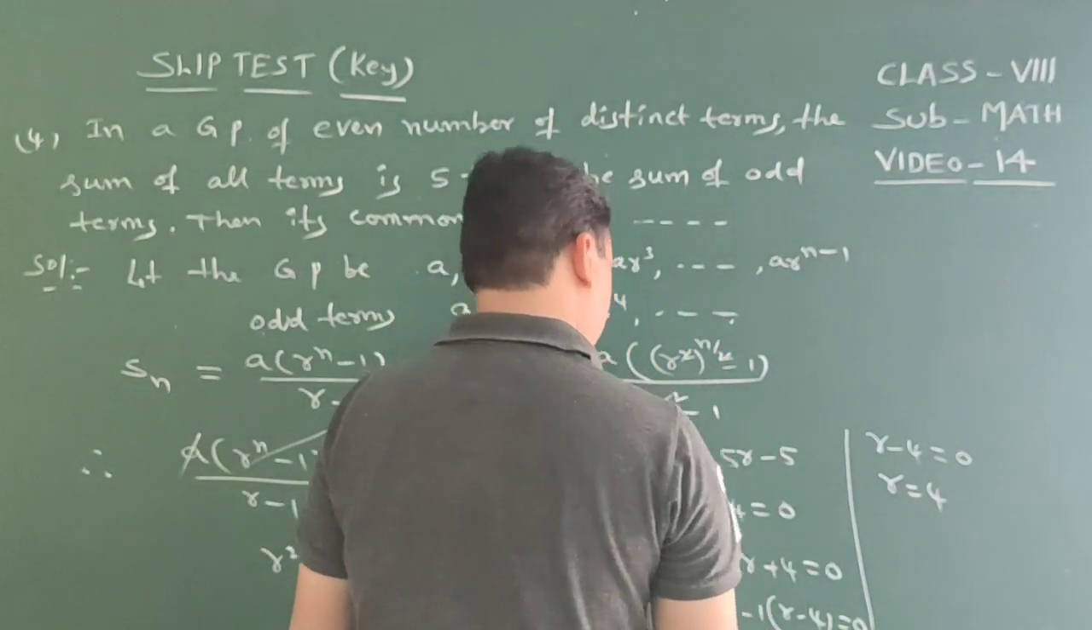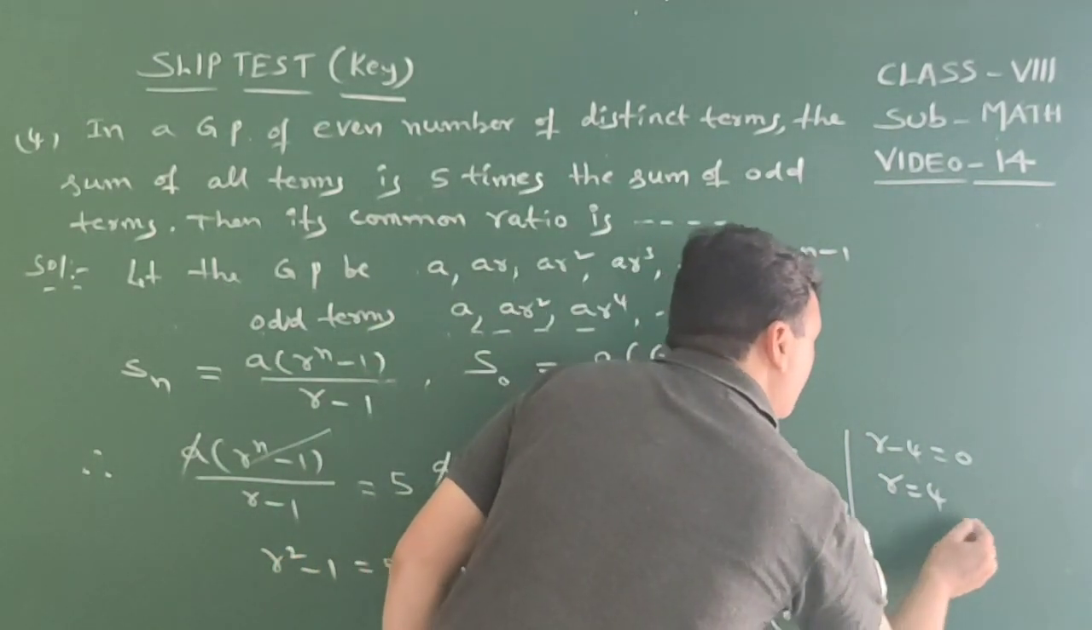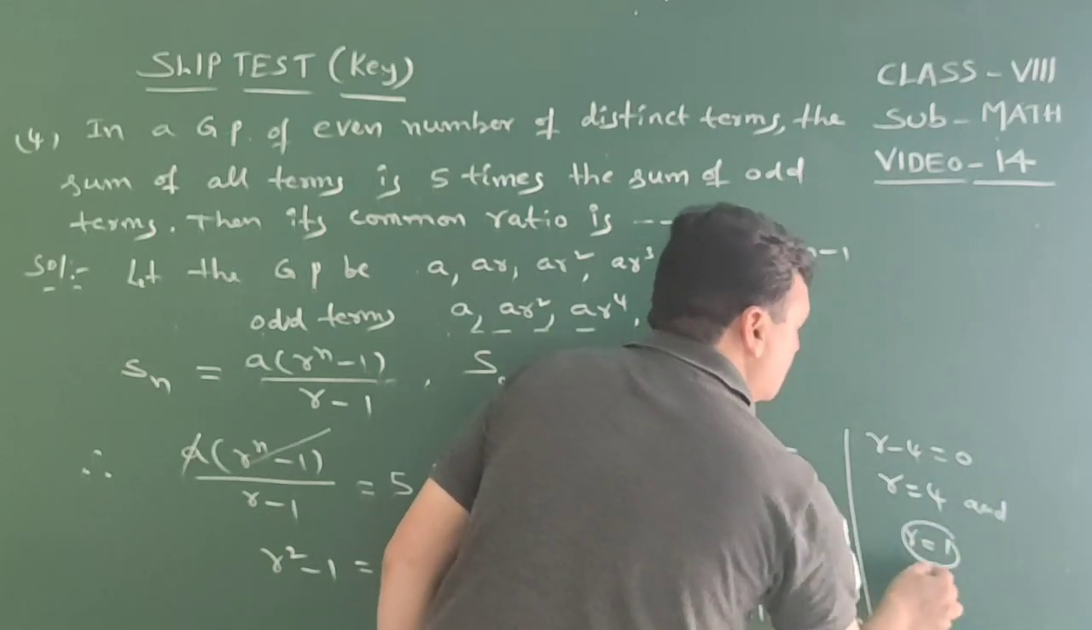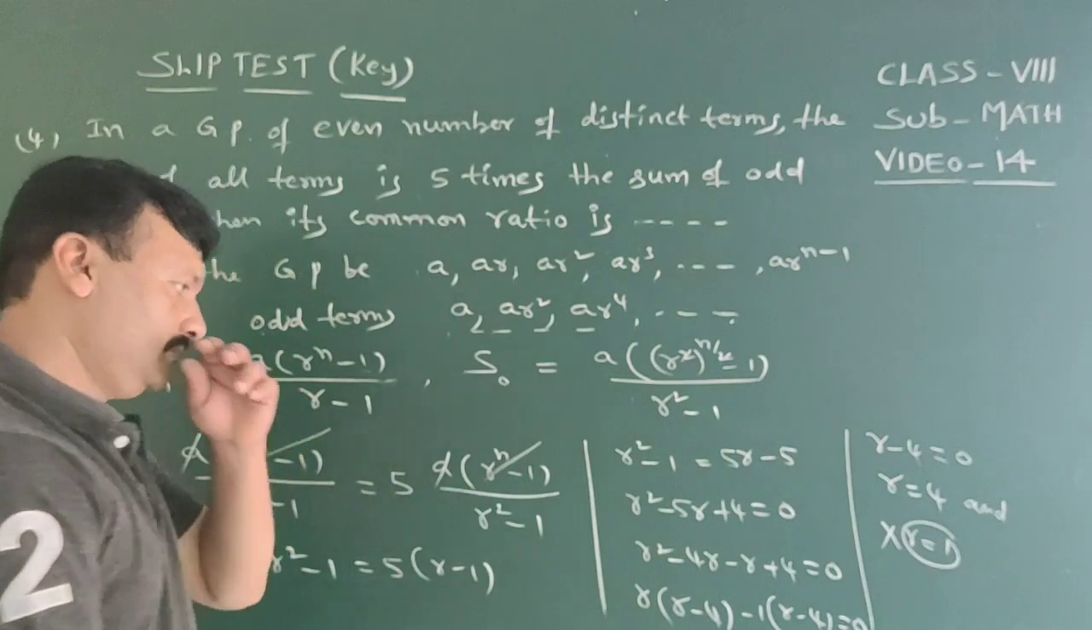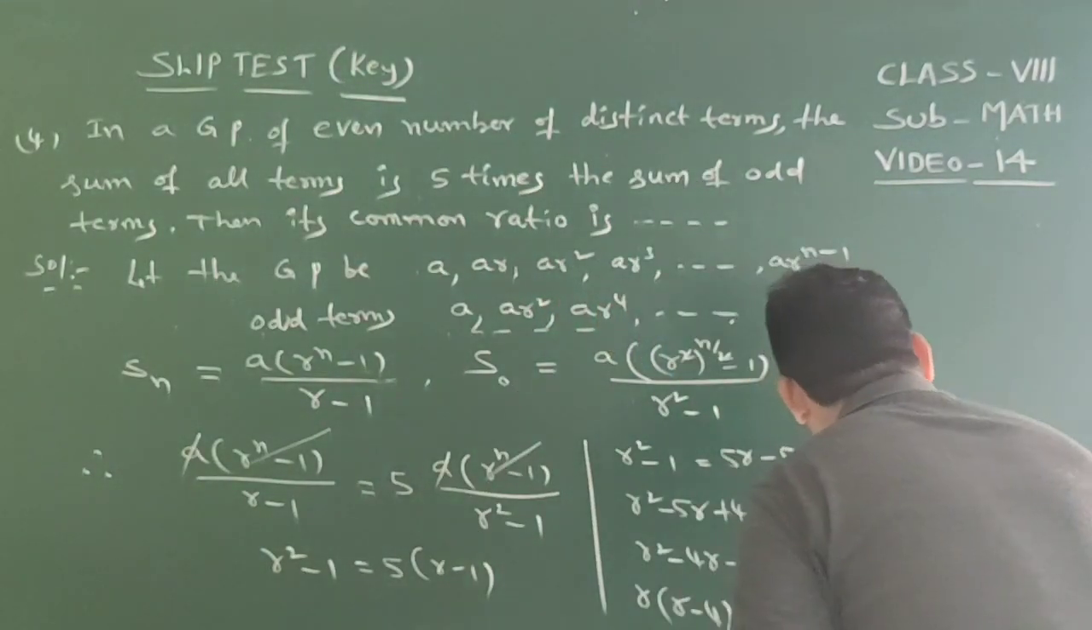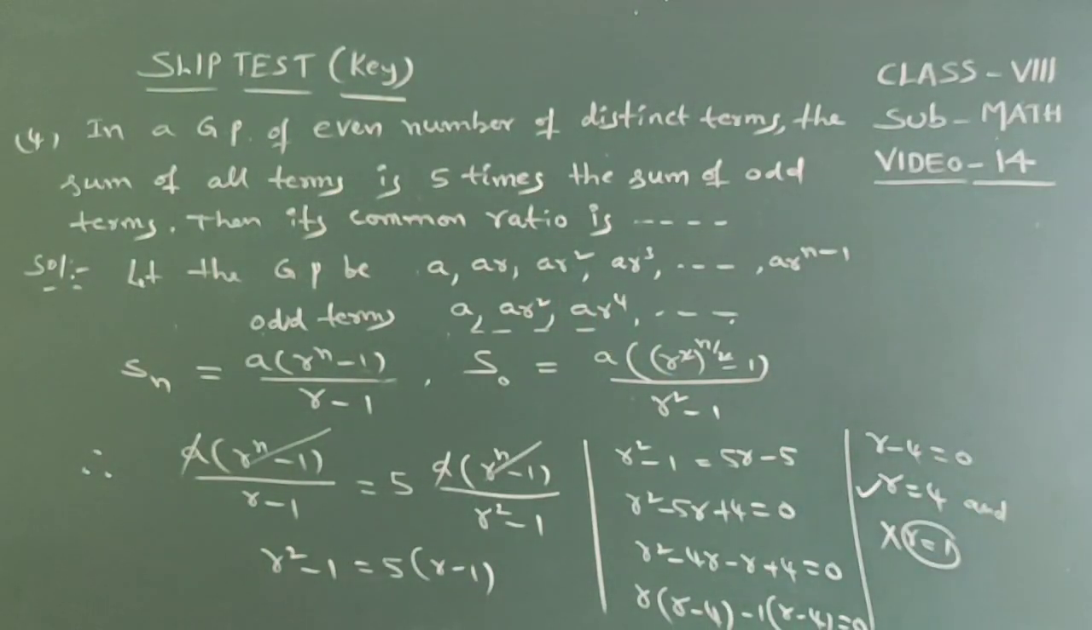And the other case, R equals 1. This one is false because if R is 1, the formula fails, as we know. That's why the required answer is R equals 4 only. Required answer is R equals 4. Once observe that.